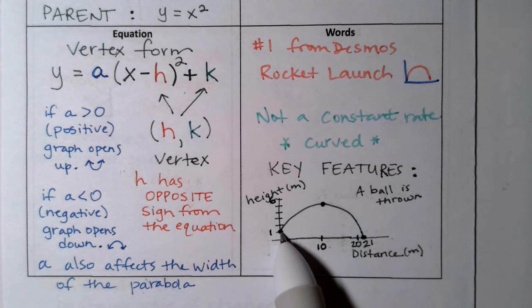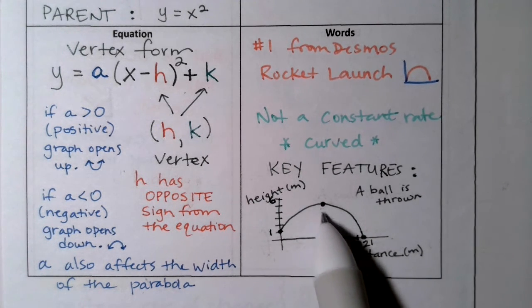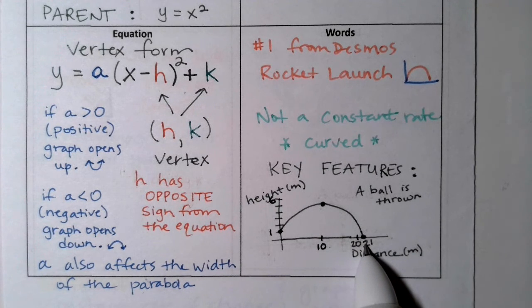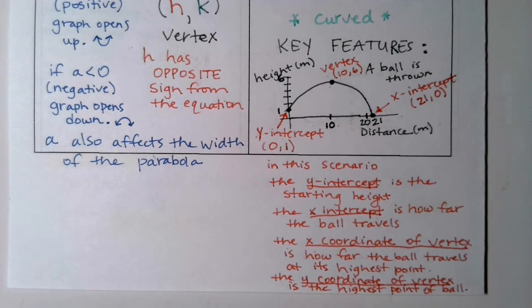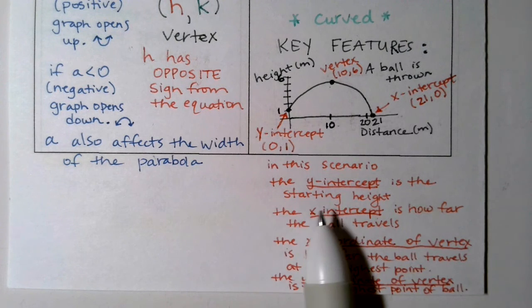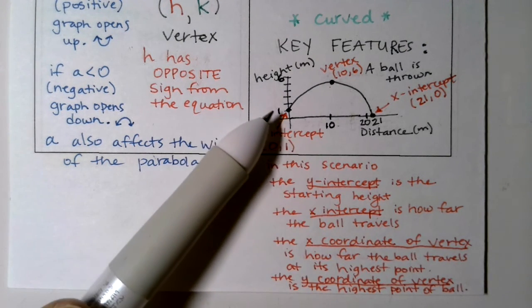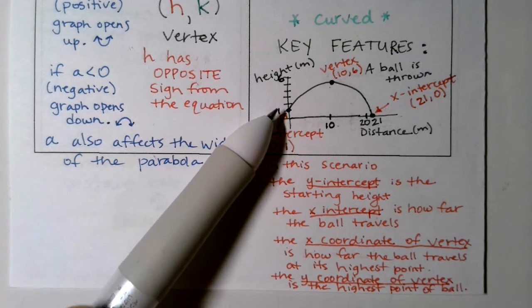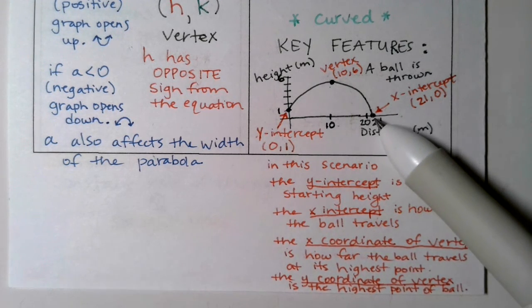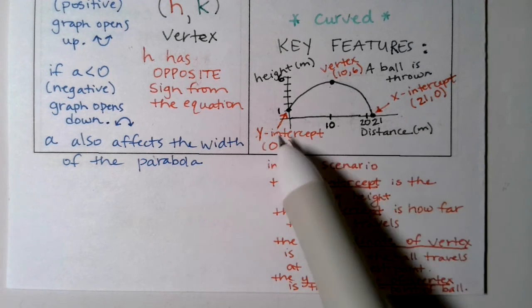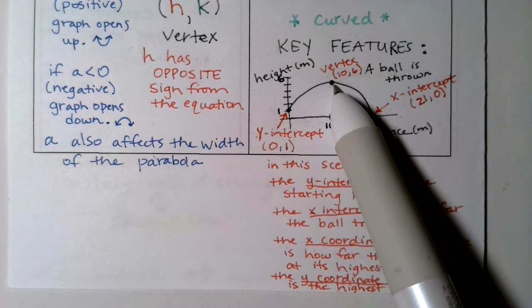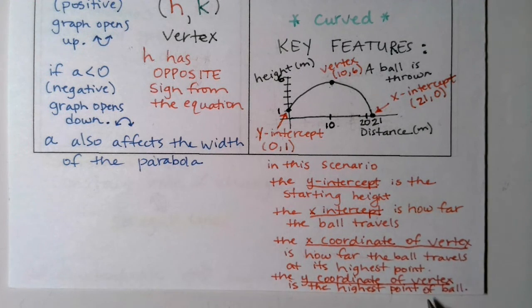This is our y-intercept right here. This is our vertex, and this is an x-intercept. And those are all what we call key features. So label those on this page. So in this scenario, the y-intercept right here is the height that the ball was thrown from. The x-intercept right here is how far the ball traveled before it lands at 21 meters. The x-coordinate of the vertex is how far it went in reaching its height, and then the y-coordinate of the vertex is the highest point of the ball, which is 6 meters.